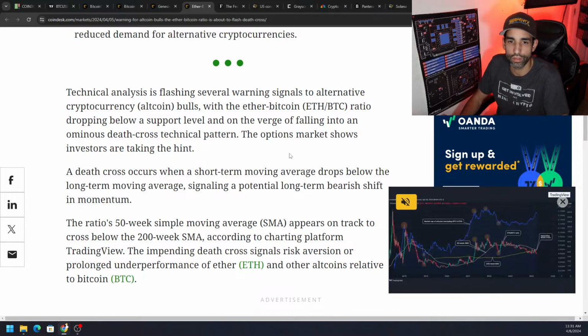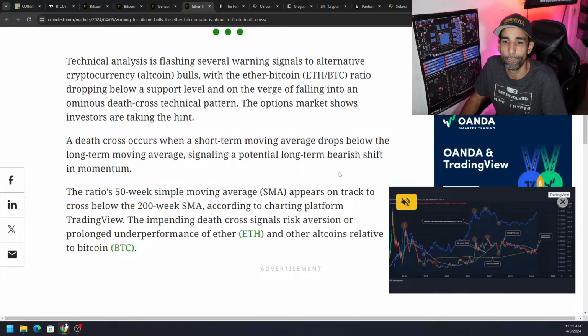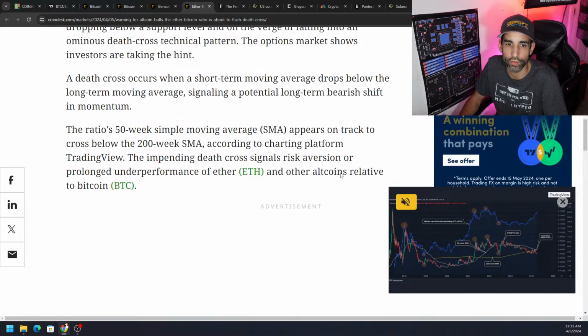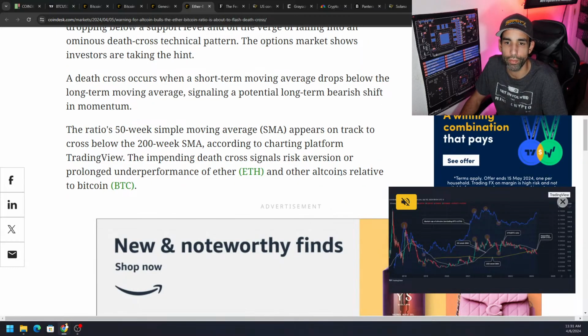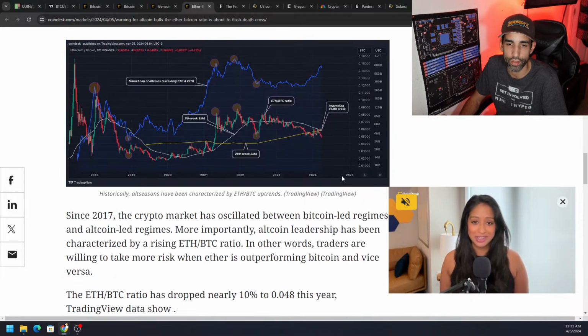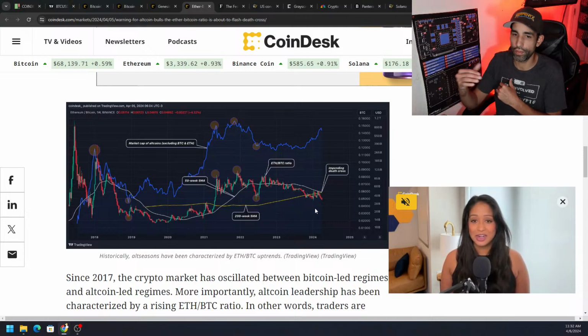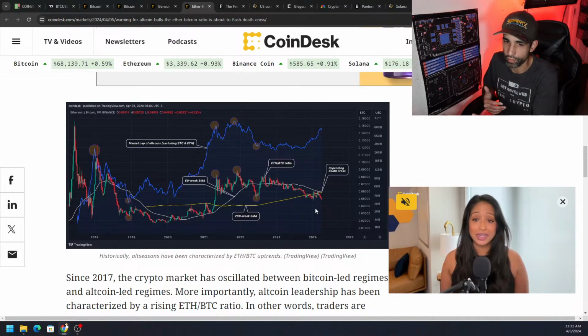The options market shows investors are taking the hint. A death cross occurs when the short-term moving average drops below the long-term moving average, signaling a potential long-term bearish shift in momentum. The ratio's 50-week simple moving average, or SMA, appears on track to cross below the 200, according to the charting platform TradingView. The impending death cross signals risk aversion and prolonged underperformance of Ethereum and other altcoins relative to Bitcoin. And typically you'll see that some altcoins follow Ethereum and some altcoins follow Bitcoin.